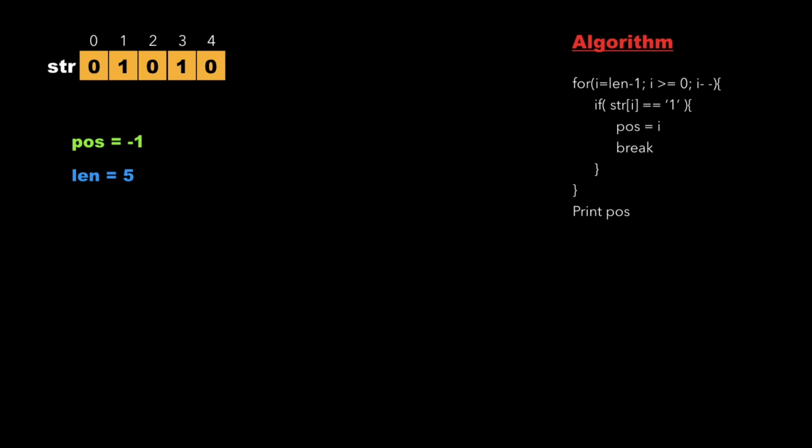The right side of the screen shows the algorithm where we traverse the string from last character to first, and at each traversal we check whether that particular character is equal to 1. Since str of 4 is not equal to 1, therefore we decrement i, and again we check whether str of i is equal to 1, and since str of 3 is equal to 1, therefore we update the value of position as i. So the value of position is 3 now, and we break out of the loop and finally print the value of position. So we print 3.